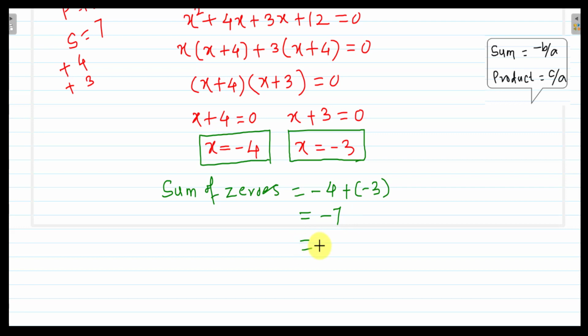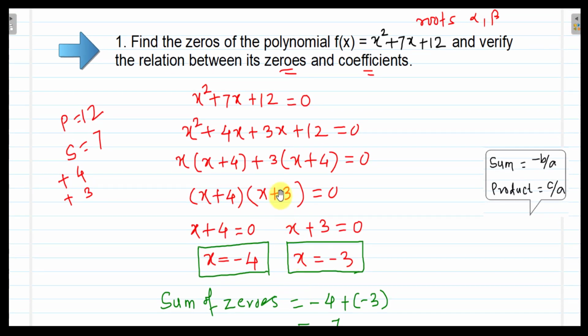But this is equal to what? If you compare it with the equation, you have got minus 7. So B is 7 and A is 1. Correct? See, B is 7 and A is 1.